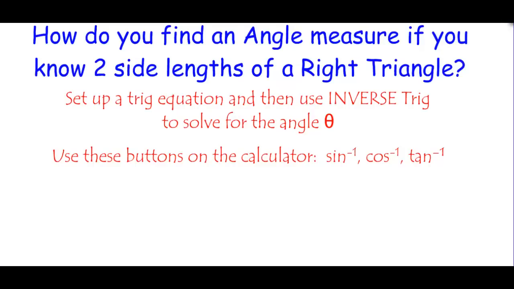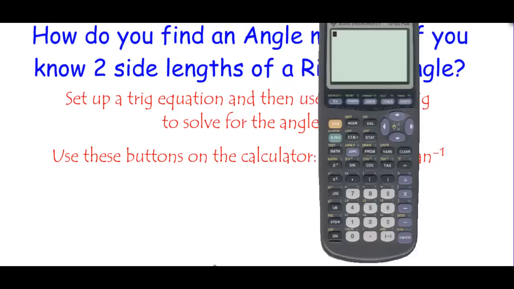So how do you find an angle measure if you know two side lengths of a right triangle? First thing you're going to do is set up a trig equation and then use what we call inverse trig to solve for the angle theta. The buttons for inverse trig are above the sine, cosine, and tangent, and they look like this. We call them inverse sine, inverse cosine, and inverse tangent, and those are the buttons we're going to use.